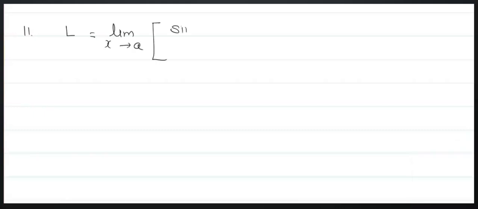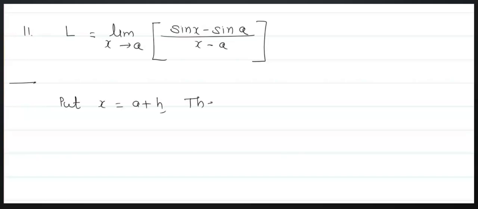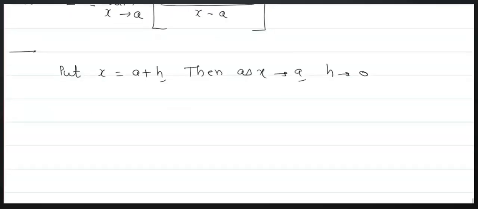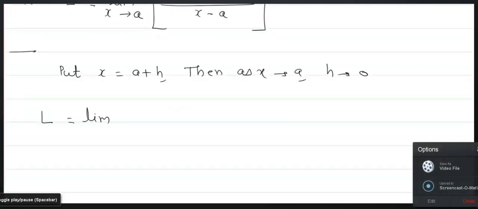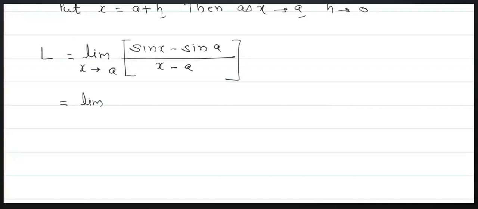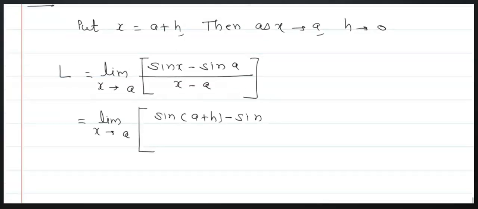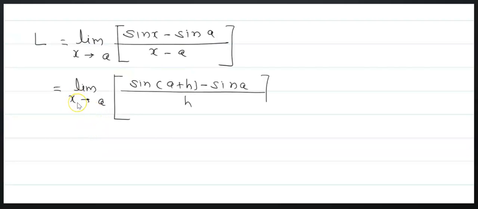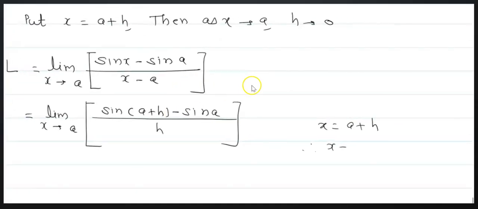Now the next is limit x tends to a, (sin x − sin a) upon x minus a. Now again here put x equals a plus h. Then as x tends to a, h tends to 0. Therefore, sin x minus sin a upon x minus a can be written as, as h tends to 0, sin of (a plus h) minus sin a upon h.